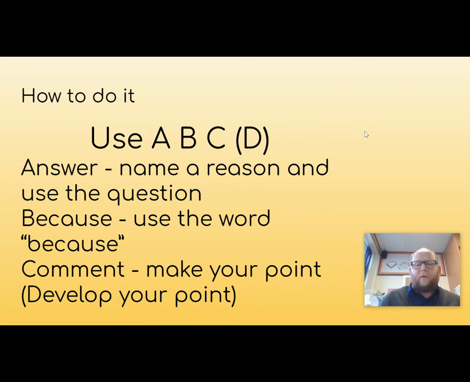Now the formula I wanted to use was something called the ABCD formula, and the ABC bit of it is what you should be using for every single point you make. First of all, you answer, you name a reason, and you use the wording in the question. And then you write the word because, and then you make your comment. In your comment, what you need to do is explicitly state what the impact of this reason was. And then if you wish, for the D part, you can develop your point.